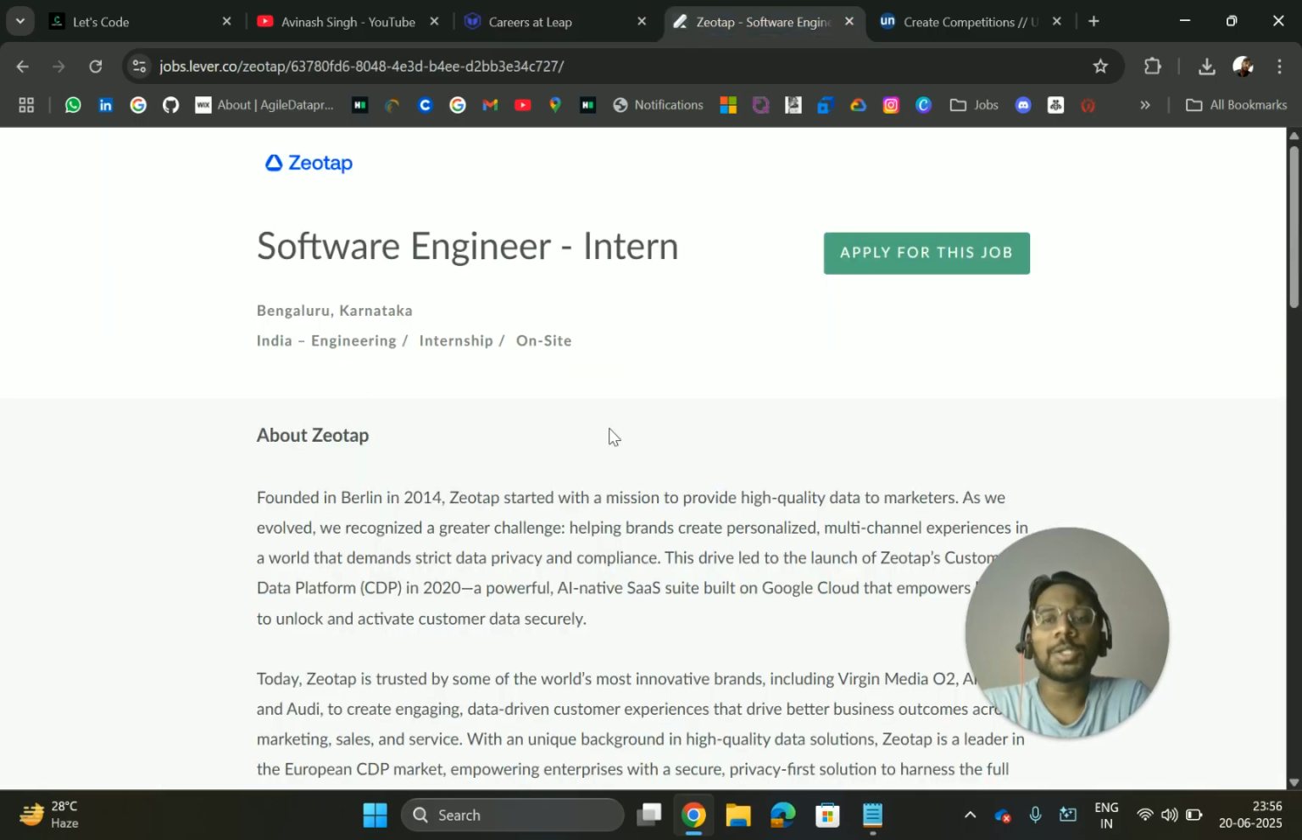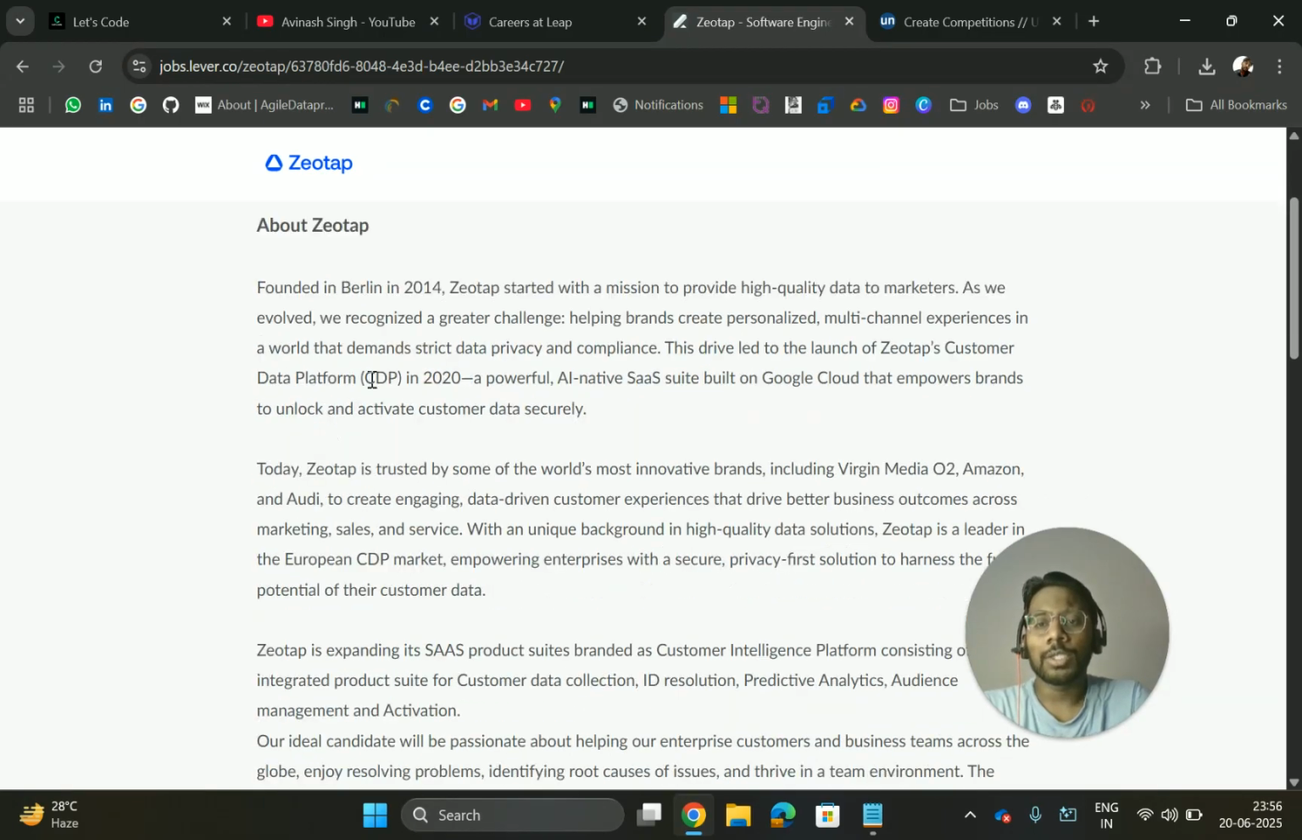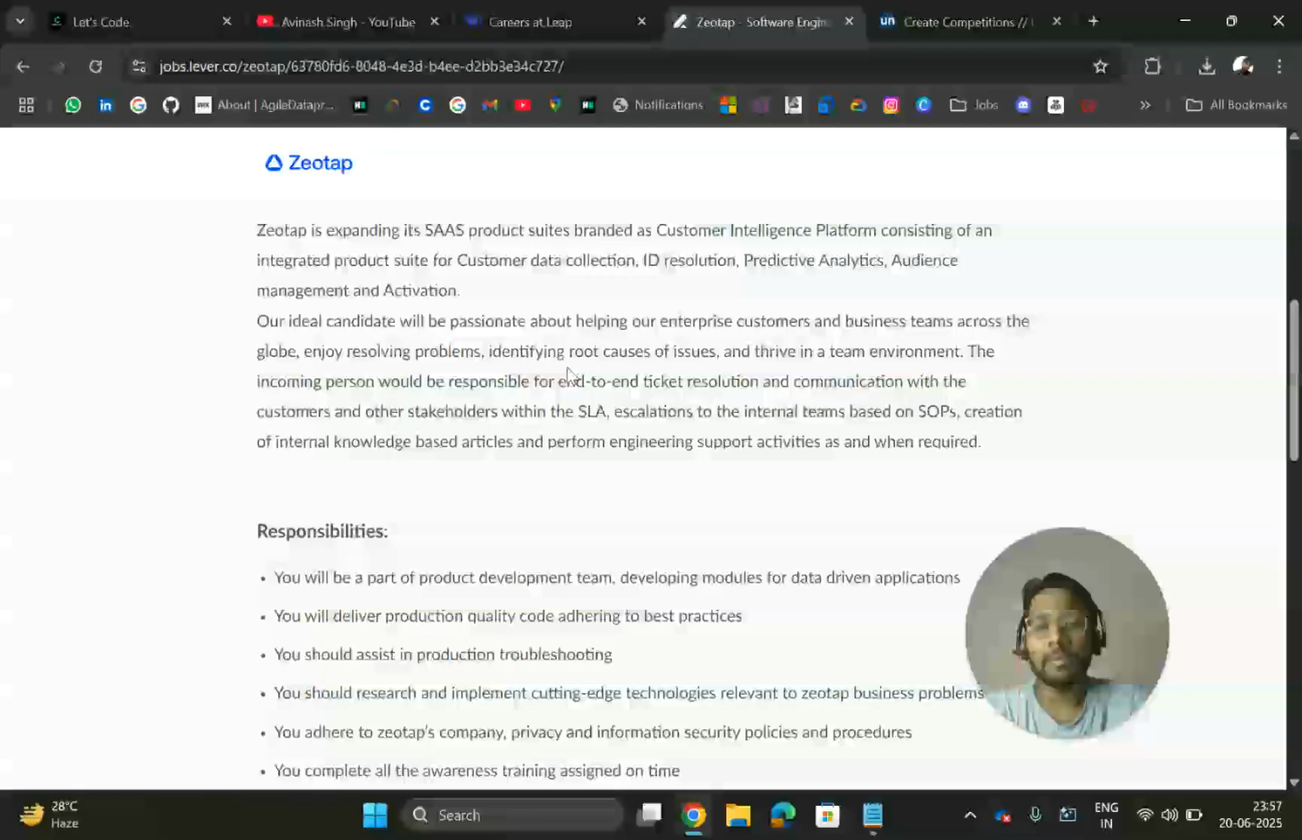The next internship hiring is from Geotab, hiring for software engineer intern role. Again, the location will be Bangalore. This is founded in Berlin in 2014. It started with a mission to provide high quality data to marketers. This is about the company, you can read.